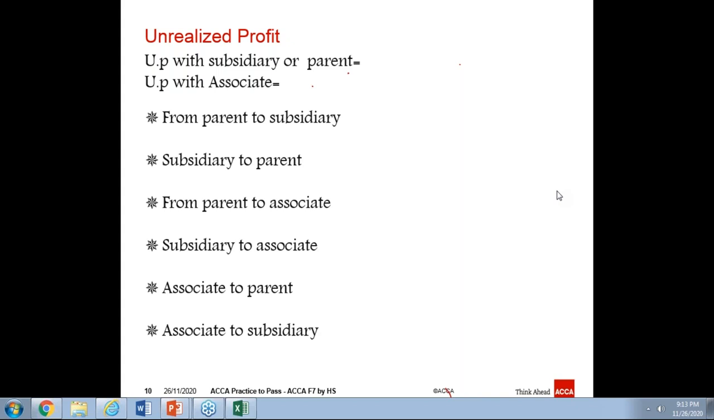What about the subsidiaries held for sale? Even for subsidiaries held for sale, you still have to consolidate them up to the date of disposal.